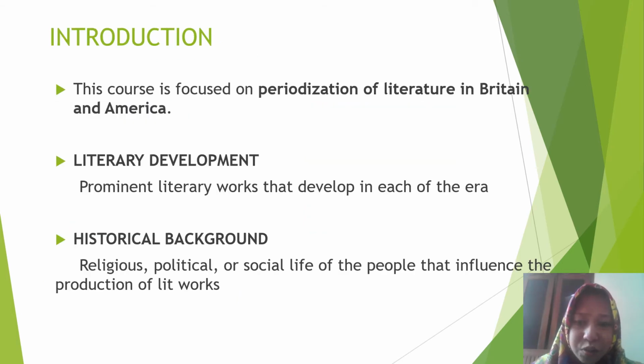So I would like to make a conclusion that in these introductions to the history of English literature, you will learn about the periodizations of literature in Britain and in America. We also learn about the literary development, the characteristics of literature written in different periods, from the Old English up to the postmodern era. Besides that, we also learn about historical background. This is talking about the religious, political, or social life of the people that influence the production of the literary works.